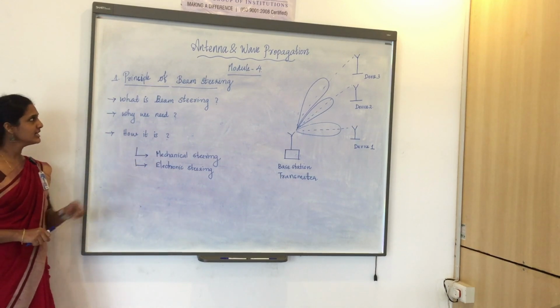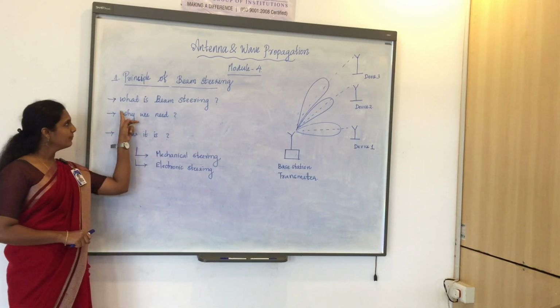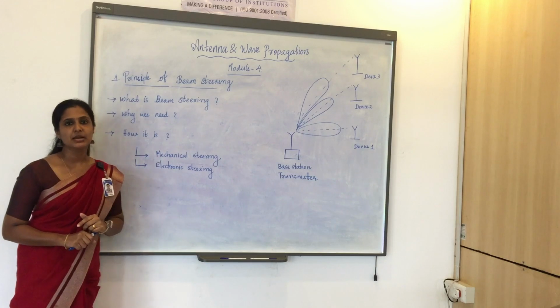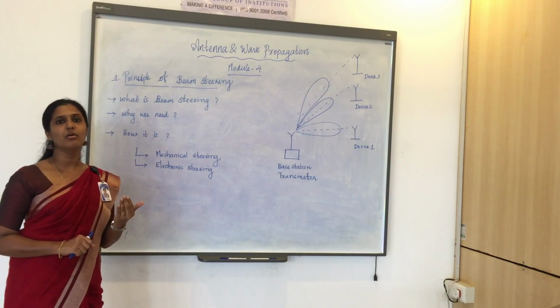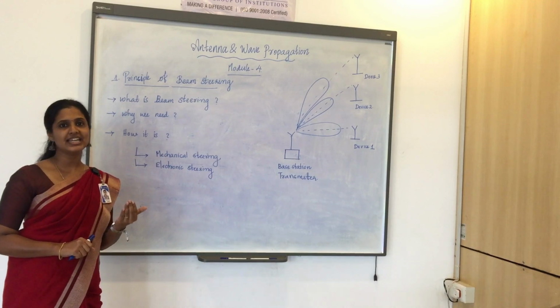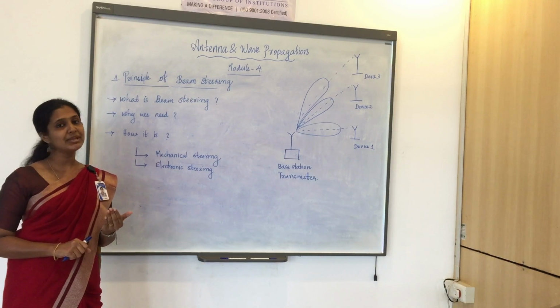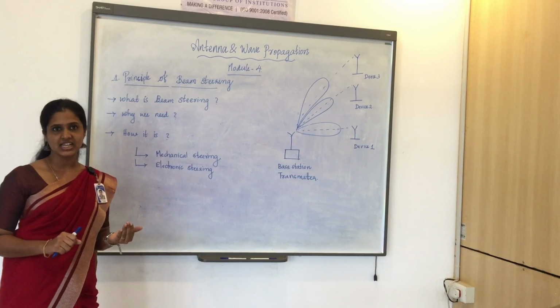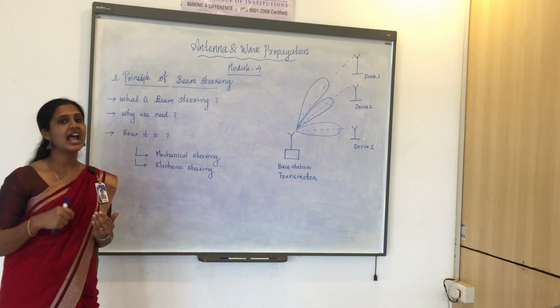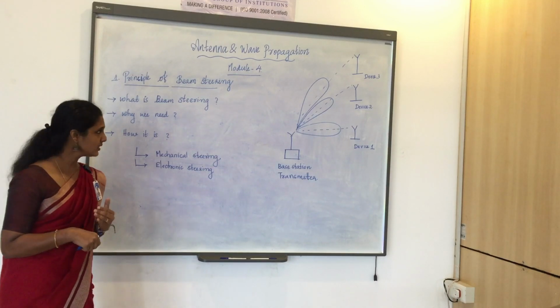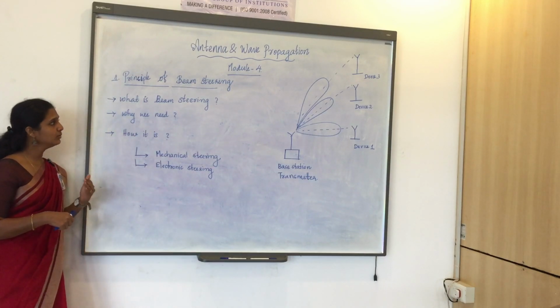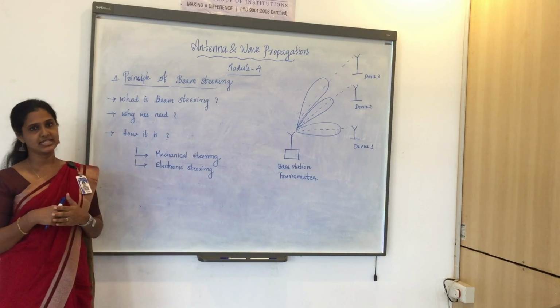First, what is beam steering? Beam steering is changing the direction of the main lobe of the antenna radiation pattern. That is actually beam steering. The name indicates it: steering means changing the direction as per our requirements. That is beam steering.